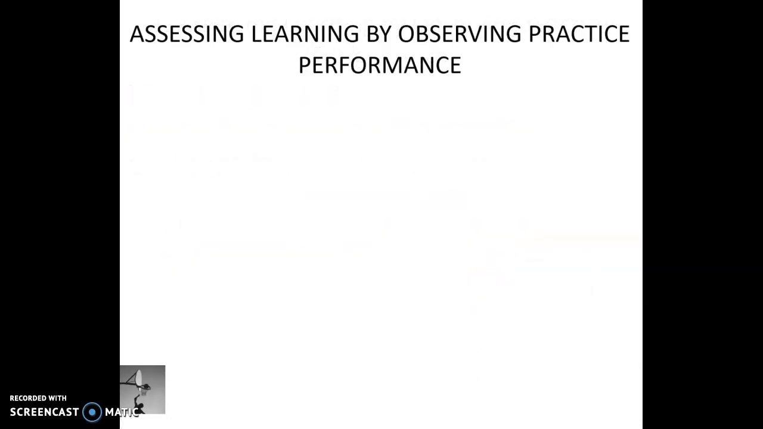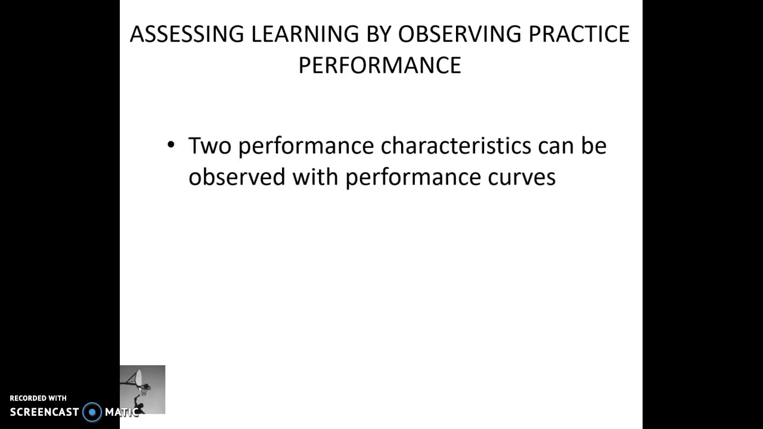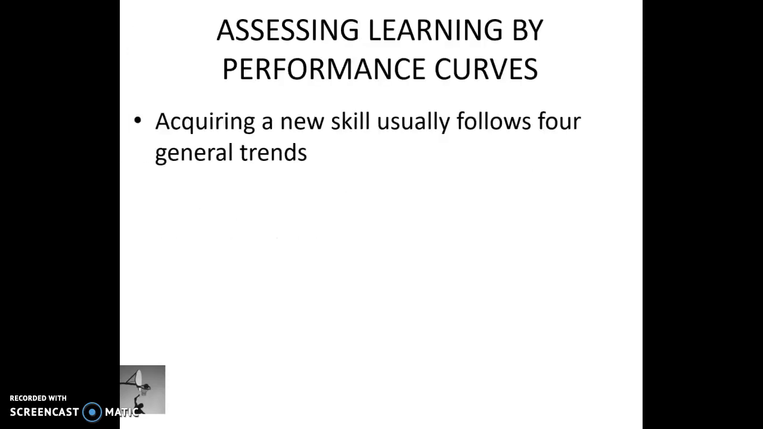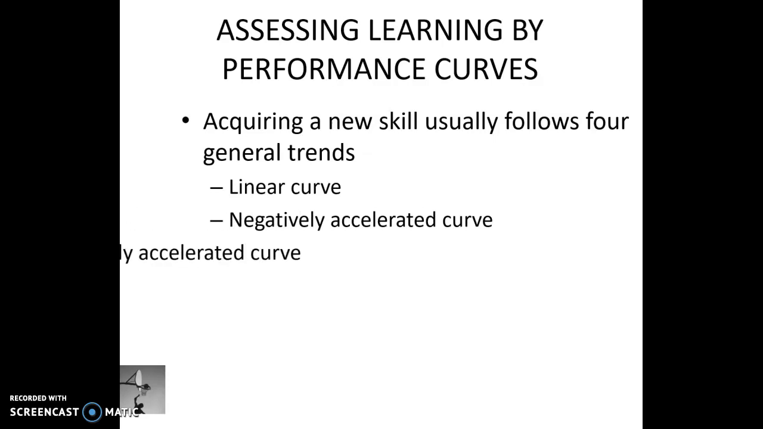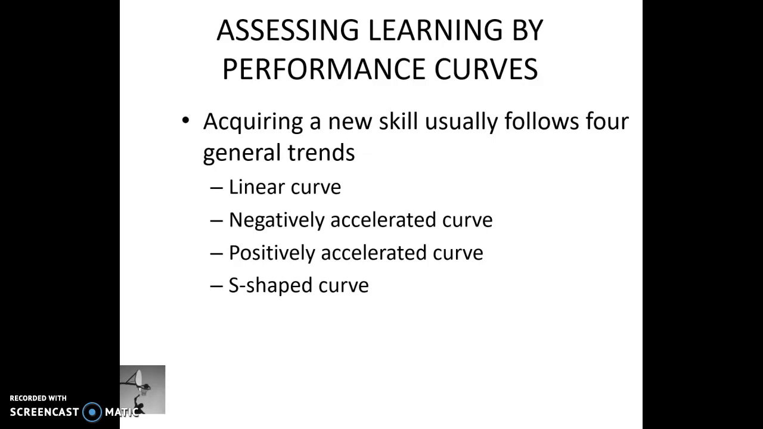So we can observe practice and assess learning by plotting these performance curves. And two things we're going to see pretty quickly will be, is improvement happening? And another characteristic would be, is there consistency? There's 4 different types or trends of these performance curves. We'll look at each one. One's linear, one's negatively accelerated, another one is called positively accelerated, and an S-shaped curve. So let's look at these.